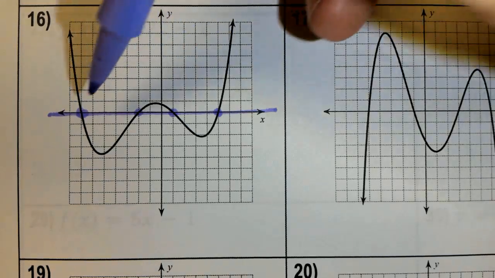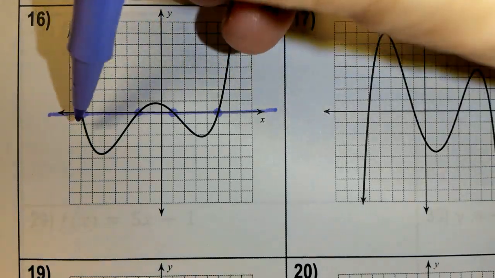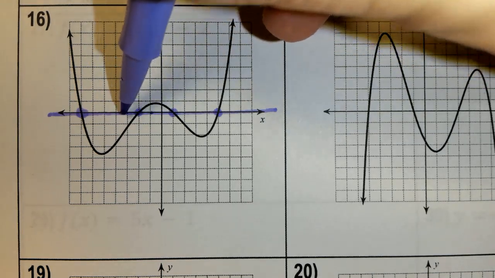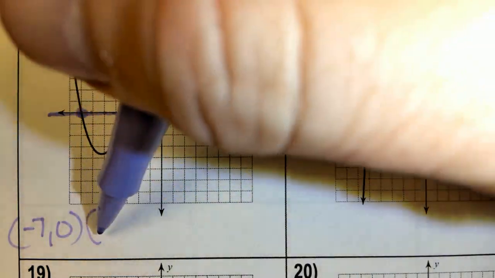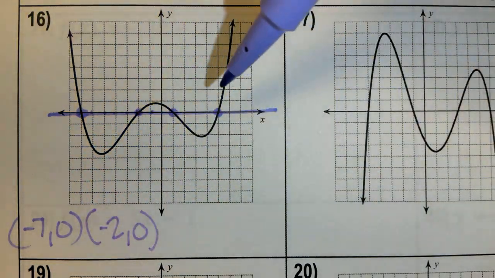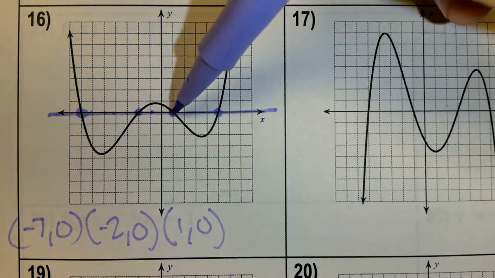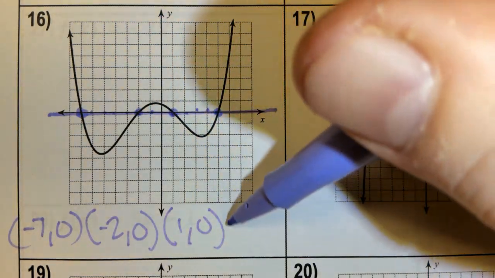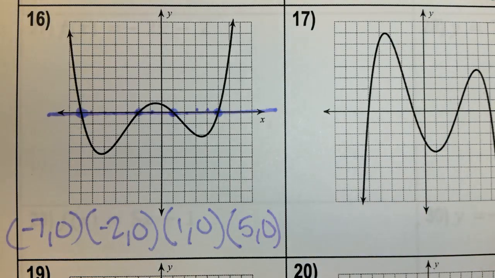It's funny. Anyway, so I have 4 points, which means I have 4 answers on this one. So my first one, I have 1, 2, 3, 4, 5, 6. So I have -7, comma 0. Okay, this one is -2, comma 0. This one is 1, comma 0, and 1, 2, 3, 4, 5, comma 0. And that's it. But notice the 0 is always second.